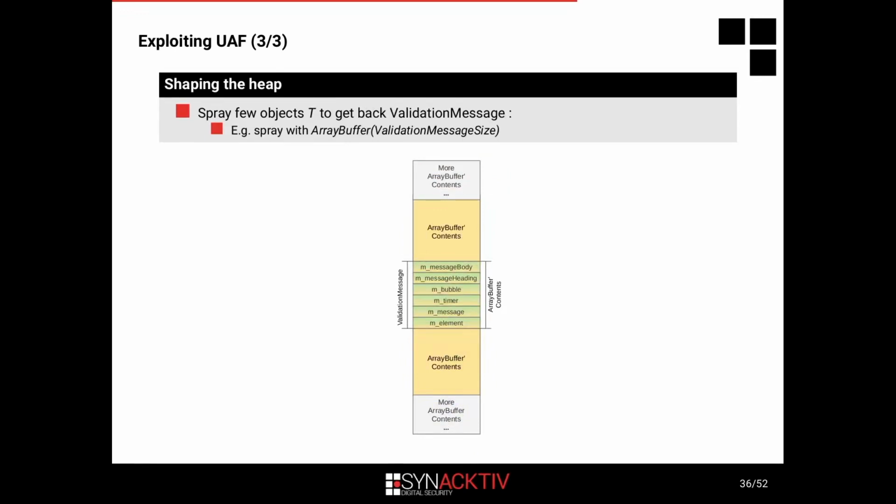At the end, we can now spray the final object that will reuse validation message. We chose to use the backing buffer of the array buffer. Why this object? Because first it allows us to do an allocation using an arbitrary size, and we can read and write every byte of this object. At the end, we have two references that point to the same memory area. The first one is the validation message one, and the second one is the array buffer contents.